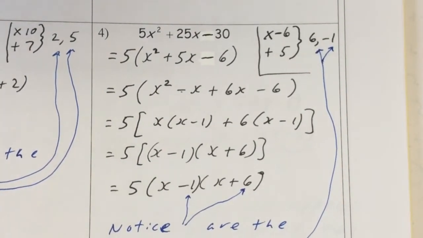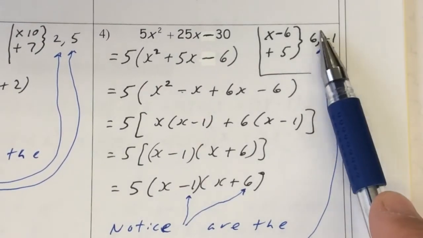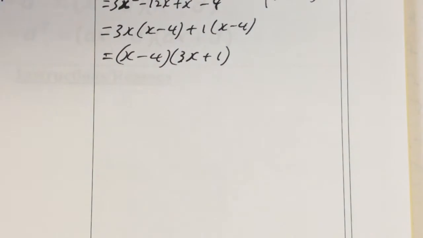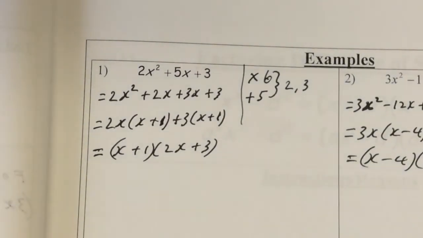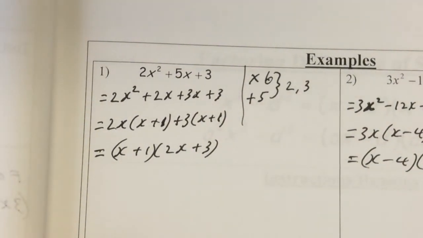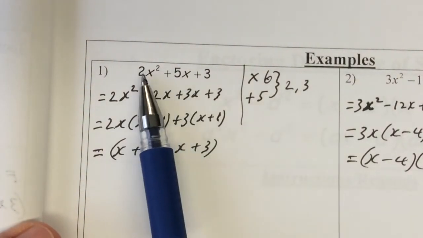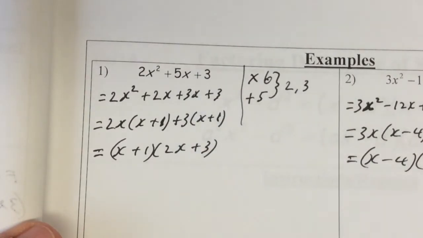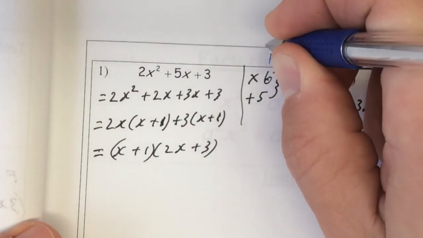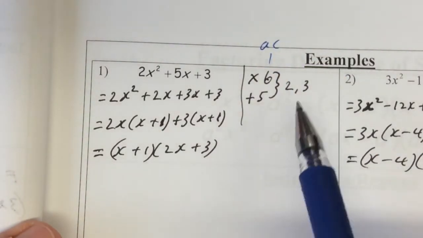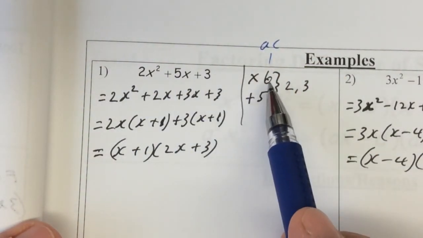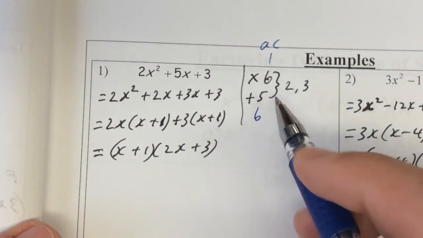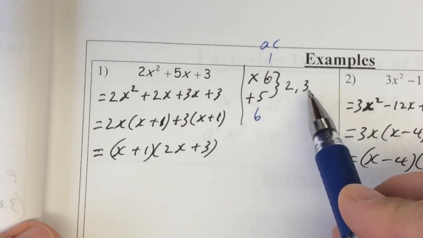Okay, so that's when you don't actually need decomposition, because you could have just subbed in the 6 and negative 1 here. Okay, so here's some examples where you need the decomposition method. So let's look at this here. 2x squared plus 5x plus 3. So you're looking for two numbers that multiply. So this is AC, two numbers that multiply to 2 times 3, which is 6, and two numbers that add to 5. So that's the B term. Those two numbers are going to be 2 and 3.